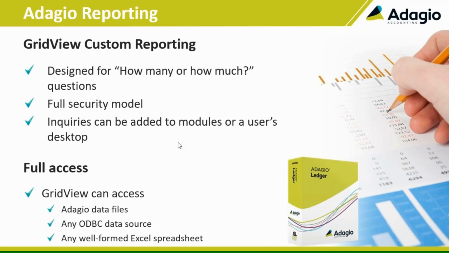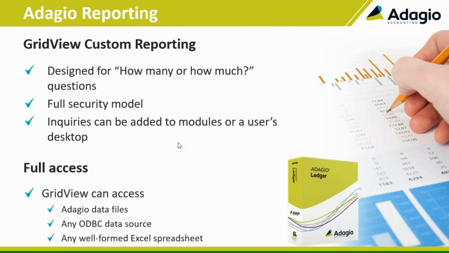So one of the nice things about grid view is not only can it access all the Adagio data files, but it can also access any ODBC compliant data source, like a Microsoft Access table or a SQL database, or any other type of data format. Even a CSV file that's well-formed can be read with grid view.